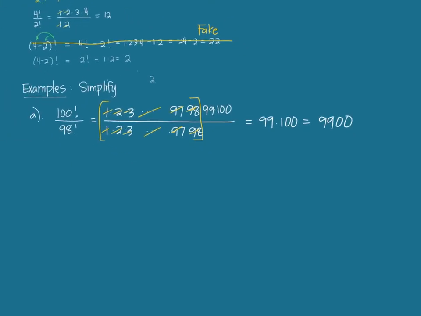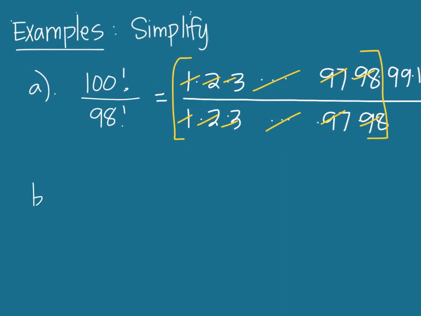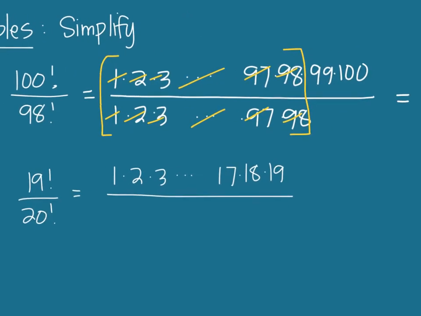So even though your calculator can't do it, you can, not too much difficulty. What about something like 19 factorial over 20 factorial? Okay, well, the numerator would be 1, 2, 3, dot, dot, dot, end with 19, before that 18, before that 17. And the denominator would start with 1, 2, 3, and then end with 20, and before that 19 and 18 and 17 and dot, dot, dot.